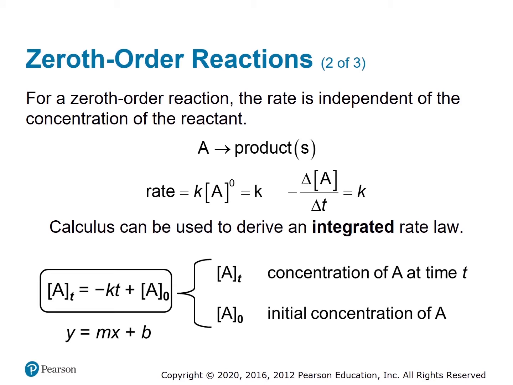The equation that relates the concentration of a reactant at a specific point in time to the initial concentration, known as the integrated rate law, is a straight line formula. The concentration of the reactant A at any point in time, A sub t, is equal to -k times t, the time, plus the initial concentration of A sub 0.